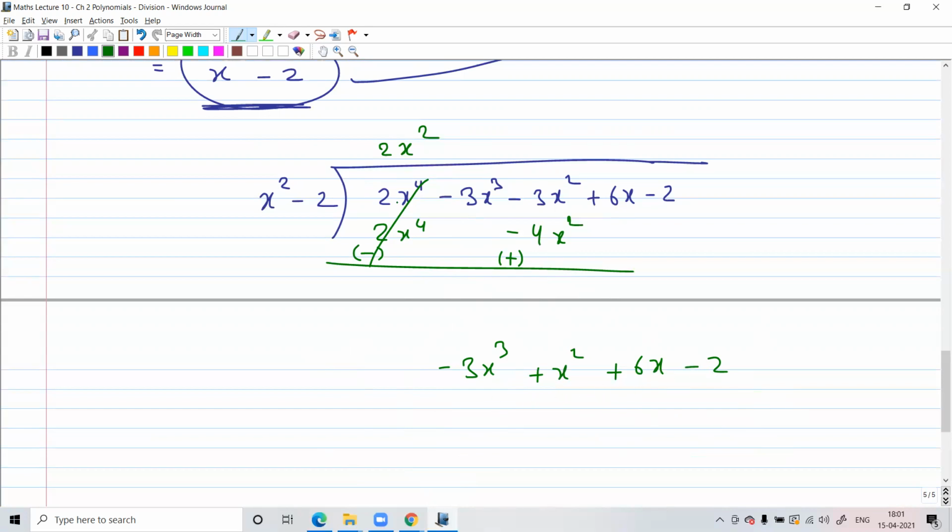Okay. So everyone is okay with this step, or should I write it more clearly?